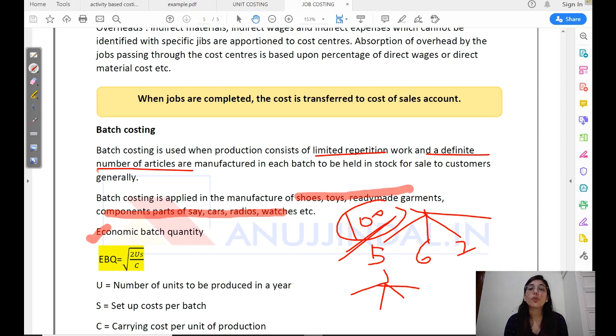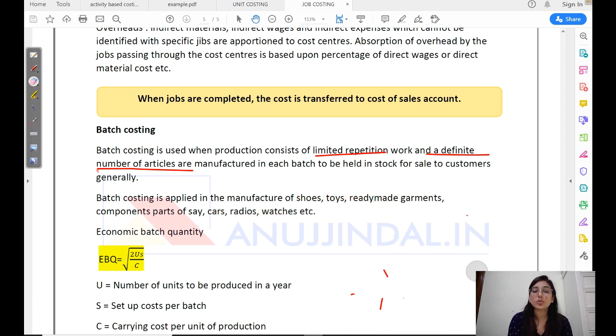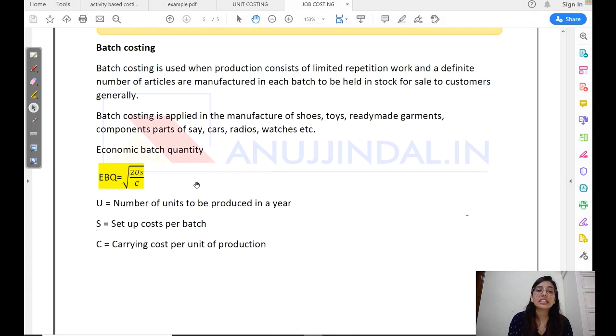So if we want to know whether it is or not, we use economic batch quantity. With this formula we can calculate how many units should be produced in one batch so as to reduce the cost to the minimum. The formula used to calculate the EBQ is the square root of 2US divided by C. Now what are these? U is the number of units to be produced in a year, S is the setup cost for the batch, and C is the carrying cost per unit of production, right? So this you need to remember.